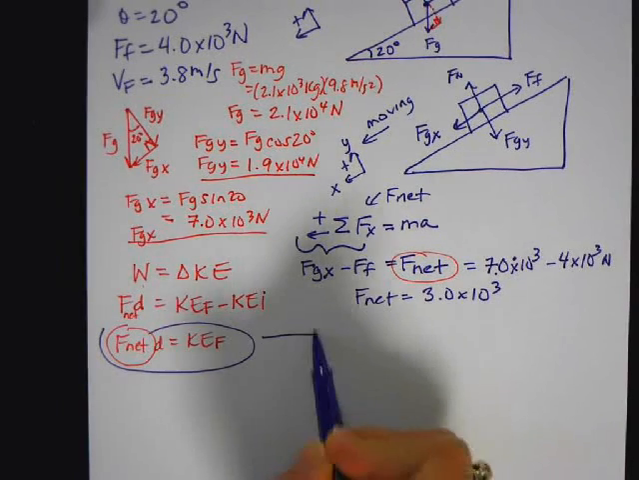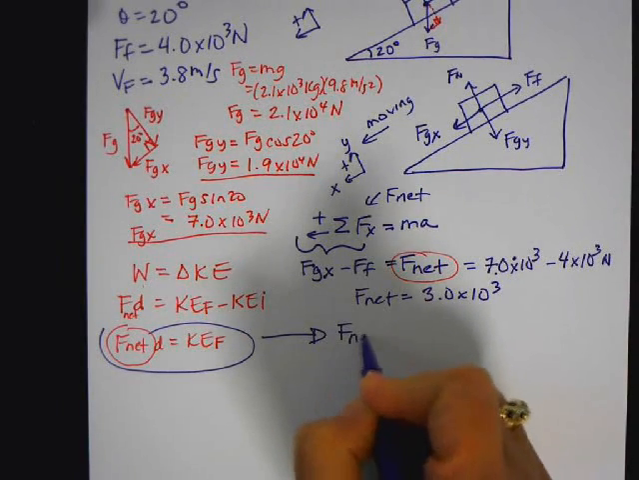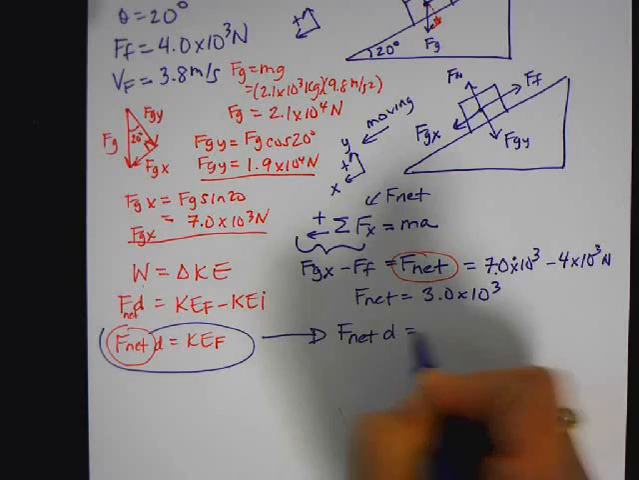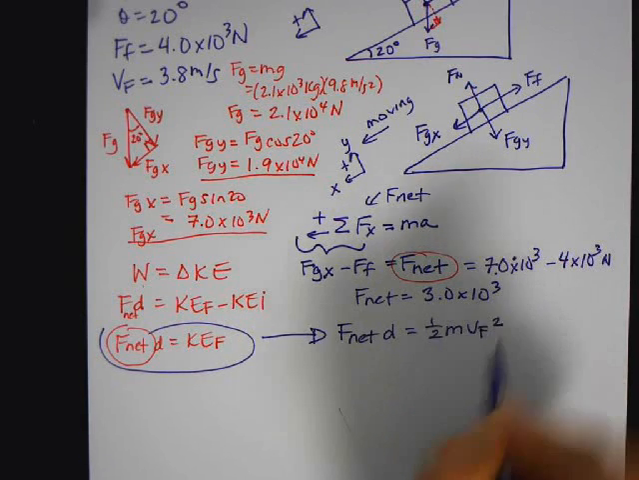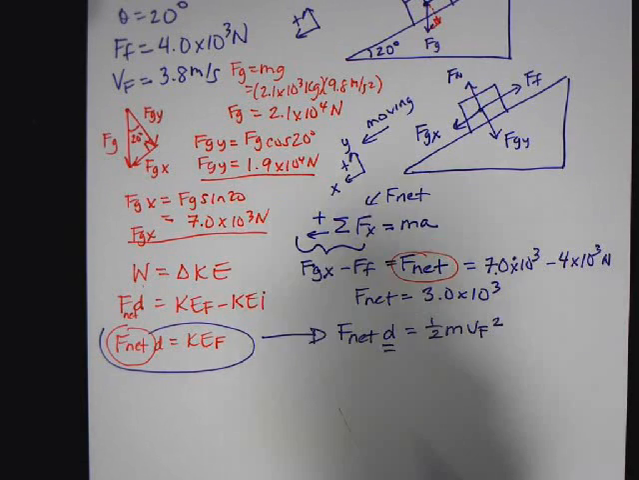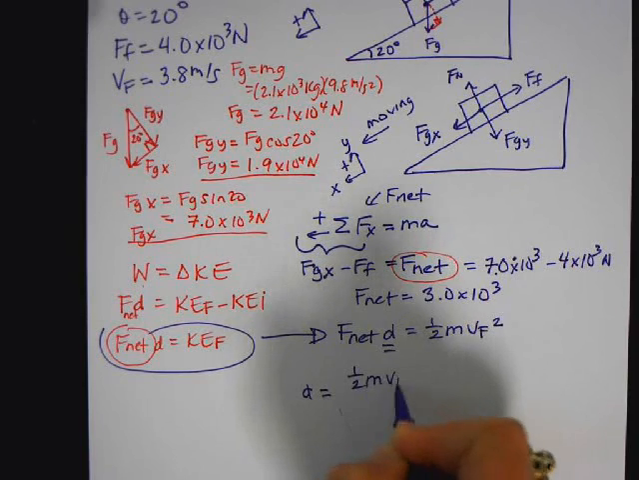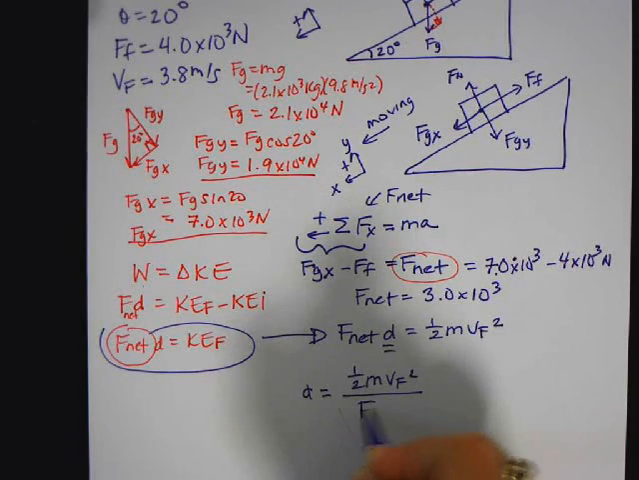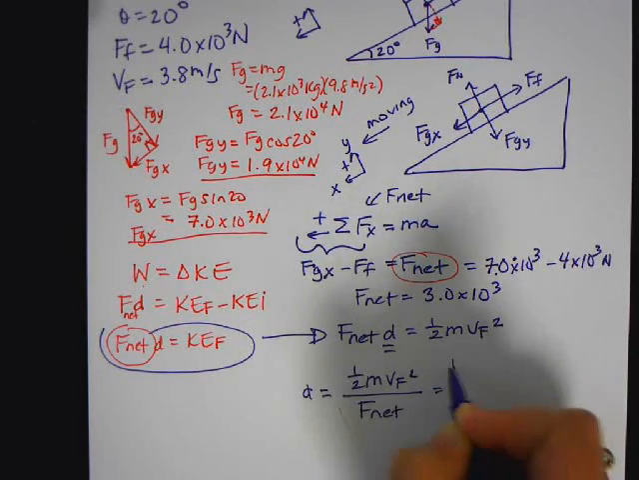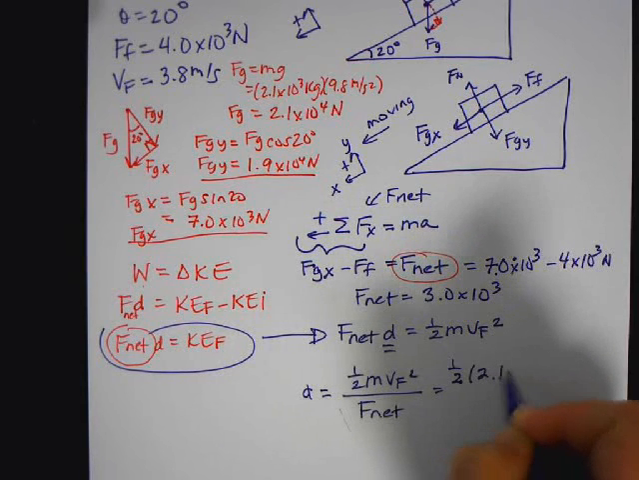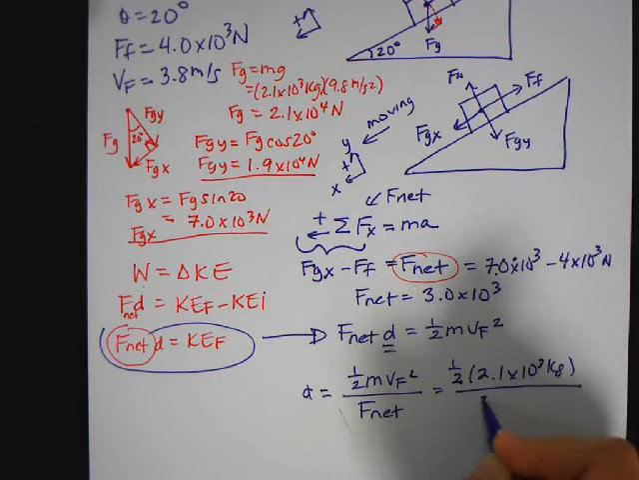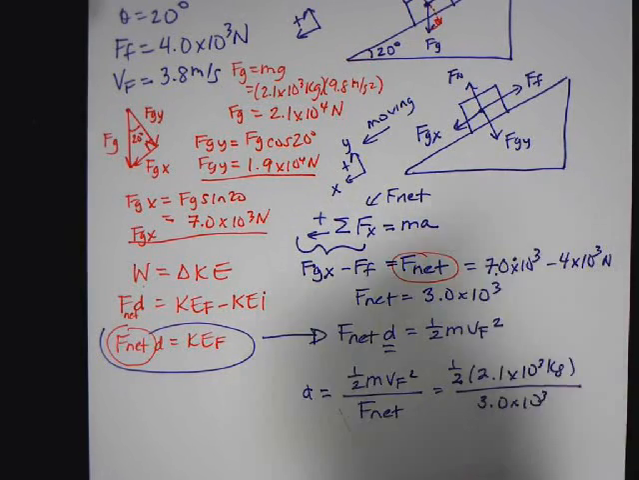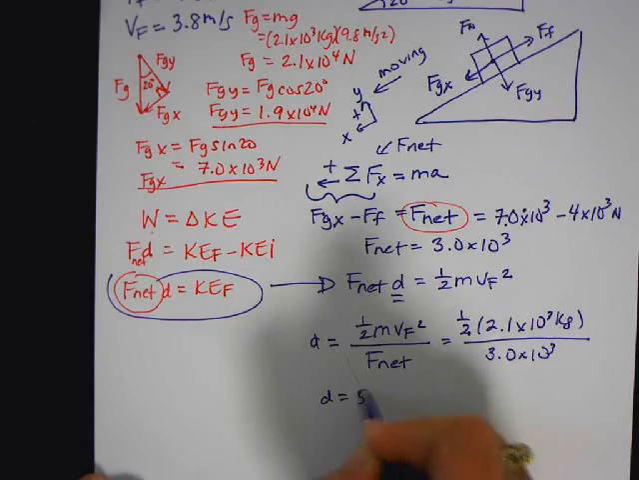So then I take this equation, F net times how far it goes is equal to KEF, which is 1/2 mvf squared, and I'm solving for how far it goes. So D is equal to 1/2 mvf squared divided by F net. So it's equal to 1/2 2.1 times 10 to the 3 divided by 3.0 times 10 to the 3. So this comes out to be 5 meters.